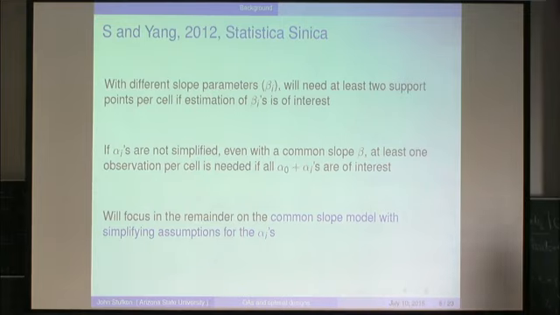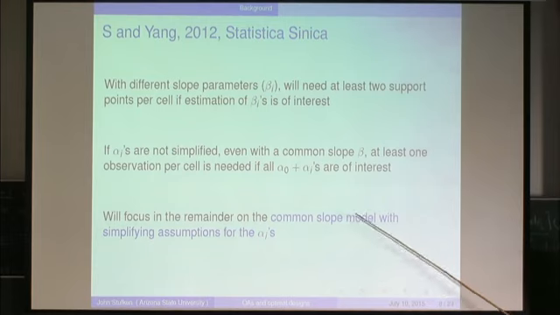So in the remainder, I will focus on the common slope model with simplifying assumptions for the alpha i's. Because what I'm hoping for is that I can look at a complete class that has fewer support points. Right now, I need perhaps as many as 2 support points in each of the classes. I'm hoping that I can ignore some of the classes, that I don't have to take observations in all of the classes, and still can find an optimal design.